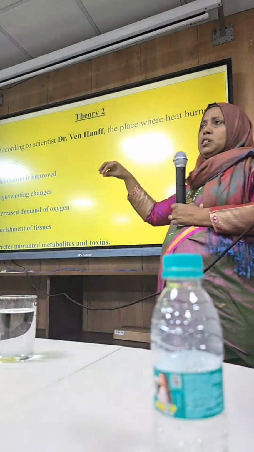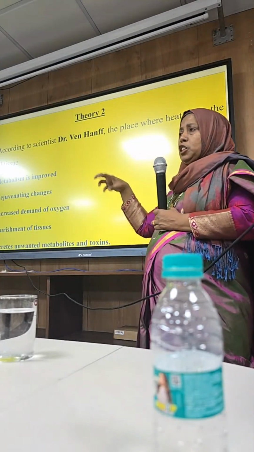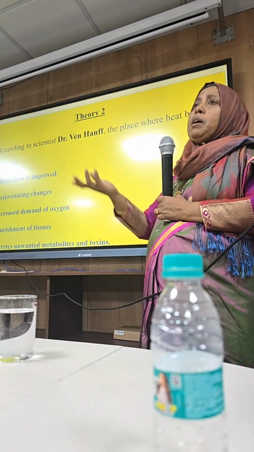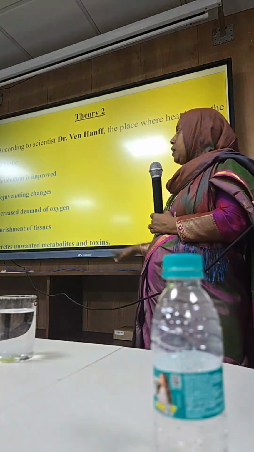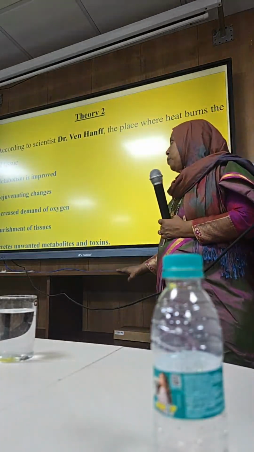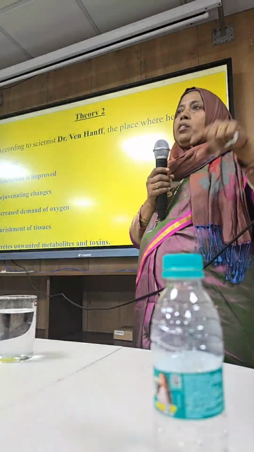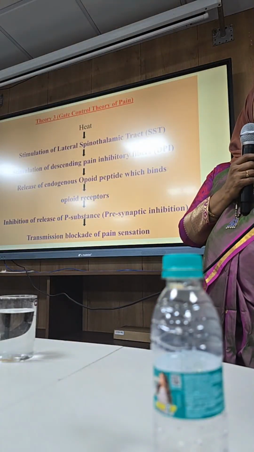Blood circulation is improved, and whenever the tissue sloughs in that area, there will be increased demand for oxygen. That is why blood circulation will be improved, and there will be rejuvenating changes and nourishment of the tissues. When blood circulation is improved, it eliminates the toxins from the site of lesion, and self-healing will take place.